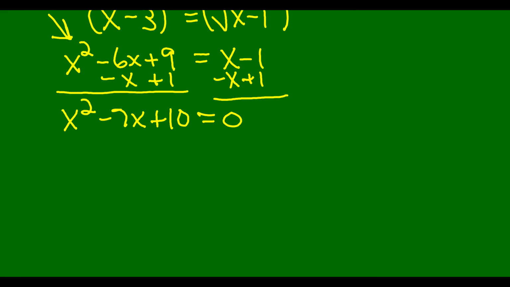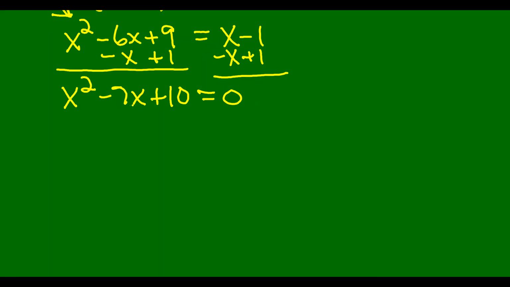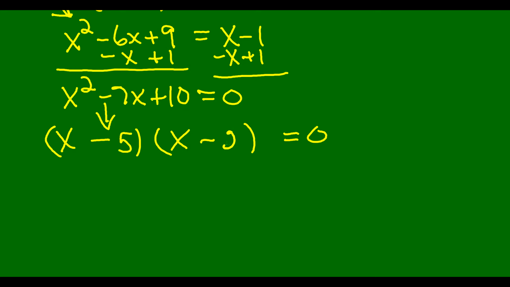Okay, and now I'm going to factor this. We've seen this many times before. x, copy down this sign to make my minus. If this is positive and this is negative, this has to be negative. And my two numbers for 10 are going to be 5 and 2. Therefore, x equals 5 or x equals 2.